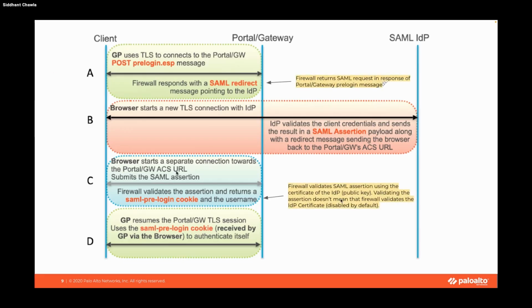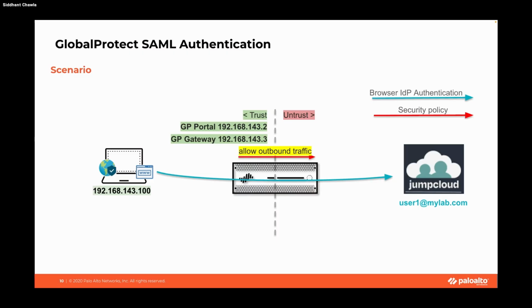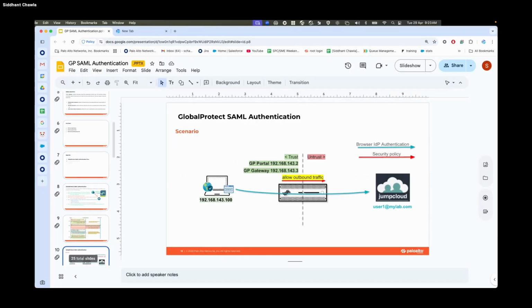Okay, so the firewall will validate the SAML assertion using the certificate of the IDP, which has the public key. Validating the assertion doesn't mean the firewall validates the IDP certificate. So let's talk about configuration.